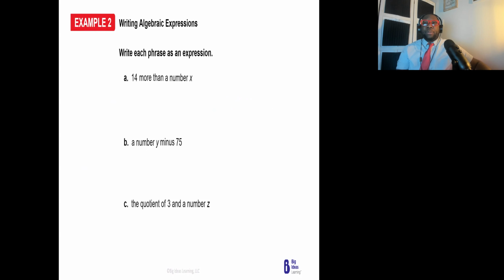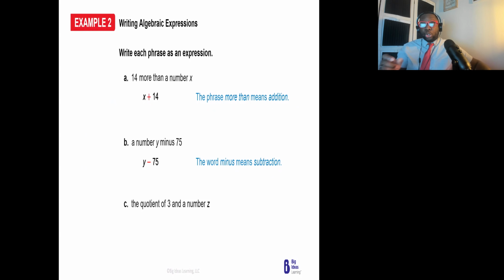Let's take a look at example number 2. Write each phrase as an expression. 14 more than a number that's x. Well, more than means addition. So hopefully you're writing x plus 14, because we're adding 14 to whatever the value of x is. What about a number y minus 75? Well, here, minus means subtraction. So y minus 75.